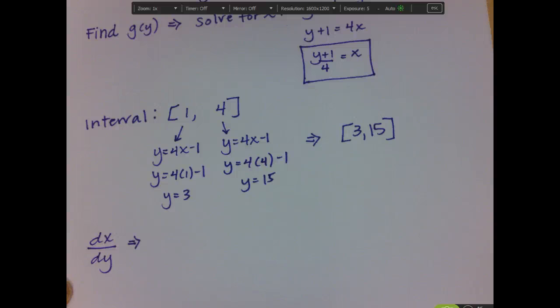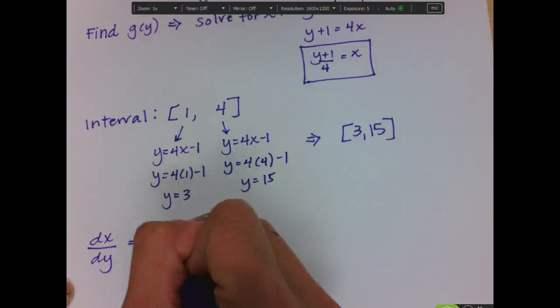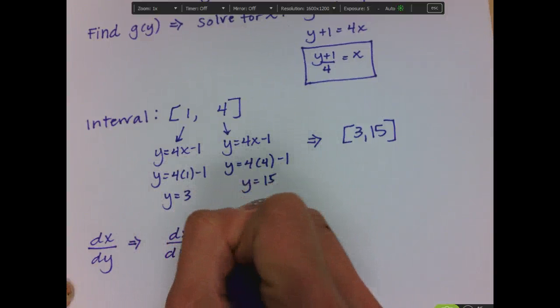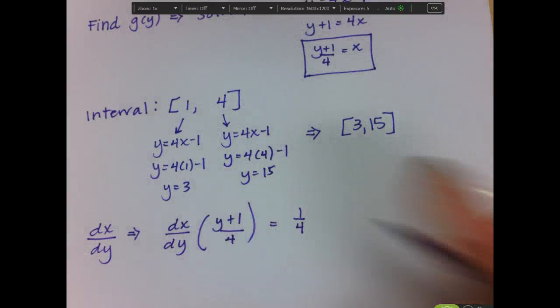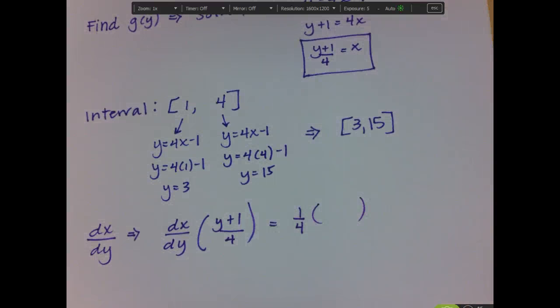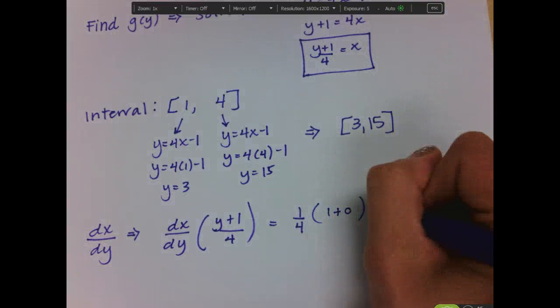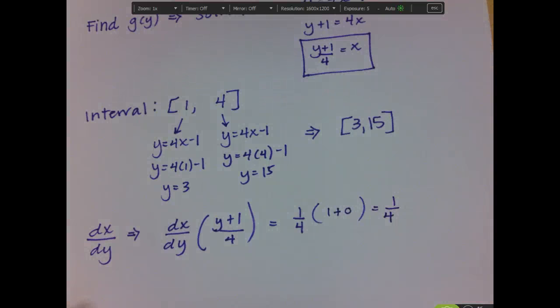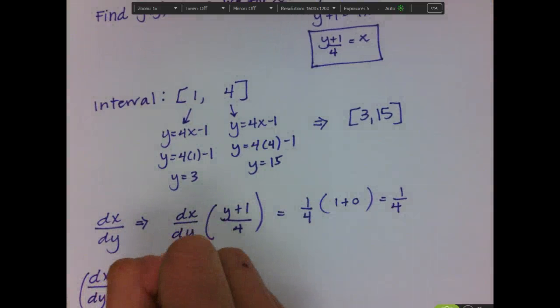So we're going to find dx, dy by finding the derivative of our function y plus 1 over 4. Remember, the 1/4 is a constant multiple. It can be set aside while we take the derivative of y plus 1. The derivative of y is 1. The derivative of 1 is 0. So in this case, for dx dy, we actually get a constant of 1/4, and we need to square that. So if we square 1/4, we get 1/16.